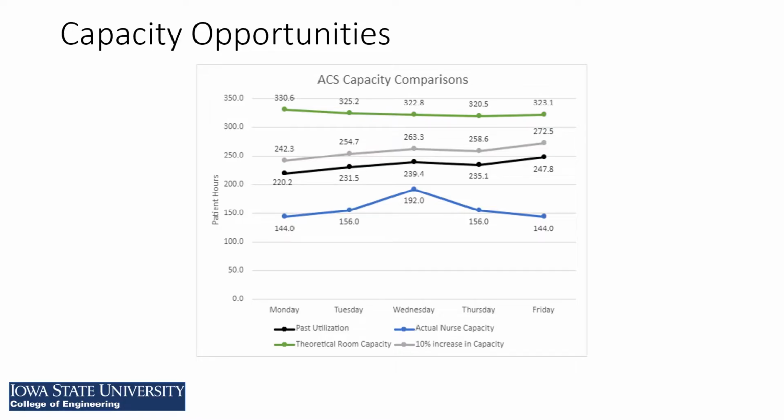Another thing that we looked at this semester was the ACS capacity. They weren't sure how many patients that they could serve each day, and so we wanted to find that number and then find ways to improve that. Here you can see a graph of our capacity comparisons.